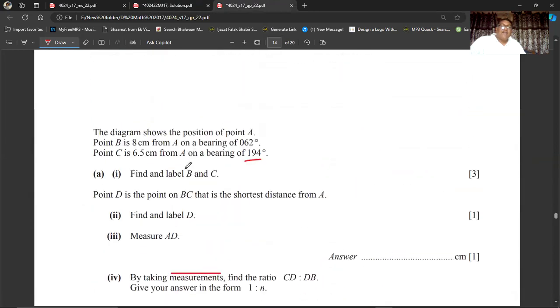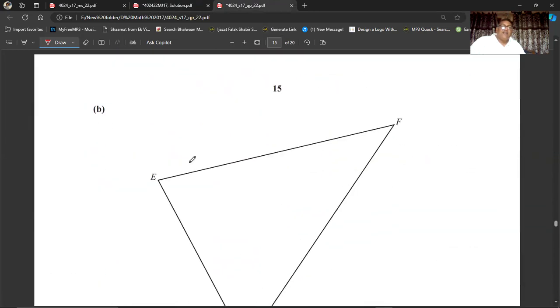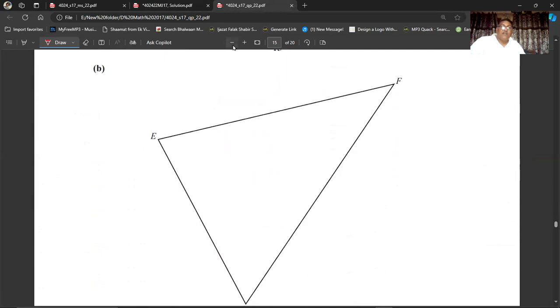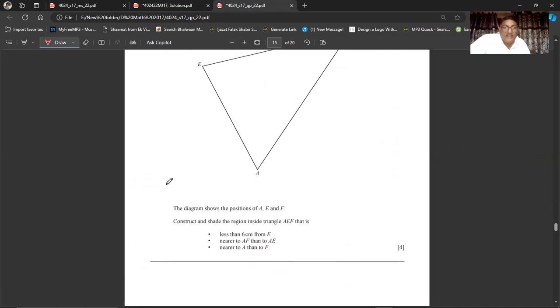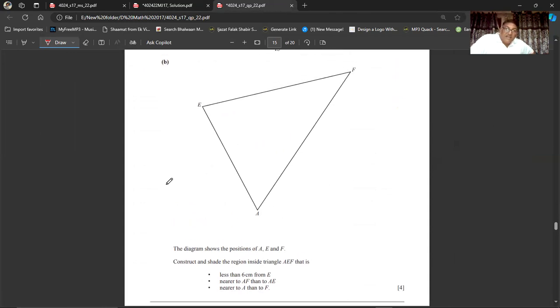Okay, so here we have question number 10, and we have its B part. Here we have a triangle, and they say the diagram shows the positions of A, E, and F. Construct and shade the region inside the triangle AEF that is less than 6 centimeters from E. So a distance from a point is given, that is a circle. I will draw a circle around E, taking E as the center, and the radius of that circle will be 6 centimeters.